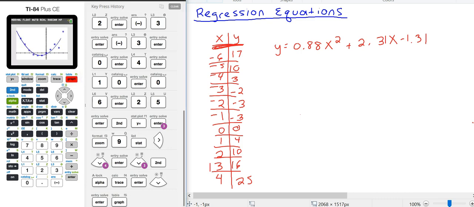We're going to press Graph. And since we already had the calculator put the equation into Y1, when we press Graph, it automatically graphs for us over the points. We can see that's a relatively good fit for the points.